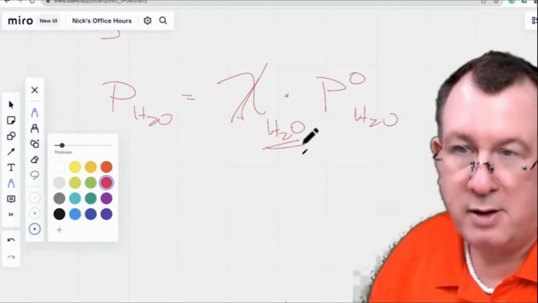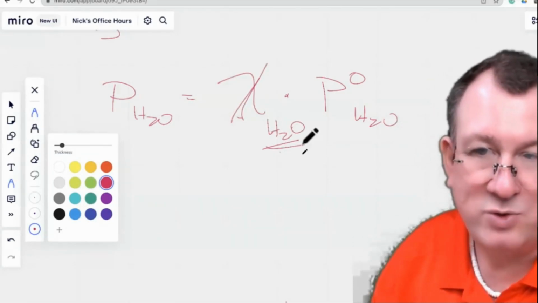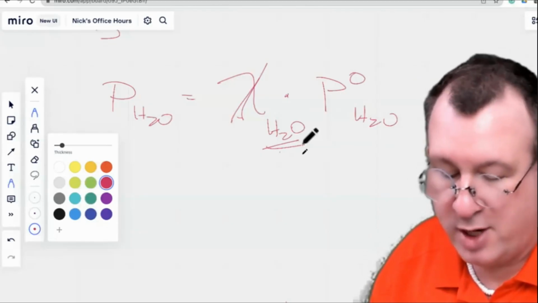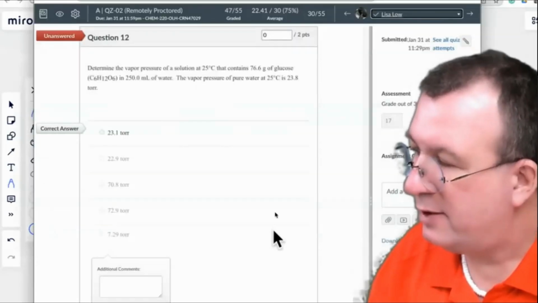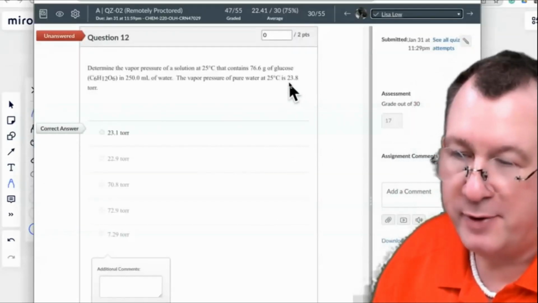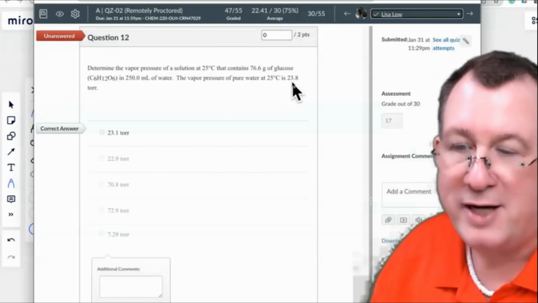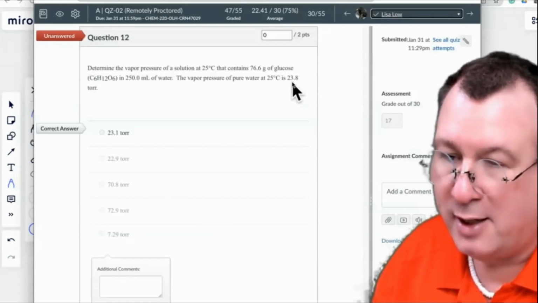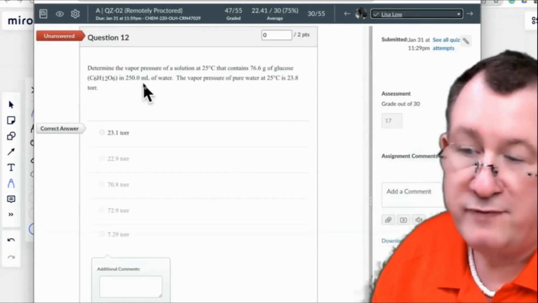It'll be easier to calculate the mole fraction of the solute, but you're going to have to go backwards from that. You want the vapor pressure of the water in that. So if you go over here, well, they gave you the pure vapor pressure, 23.2. So you just need to multiply that by the mole fraction of water. Okay, so how do you do that?